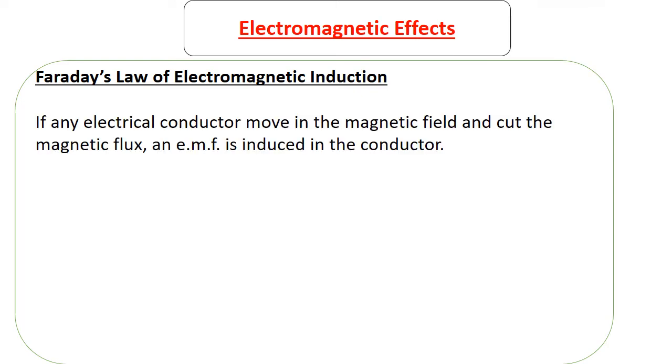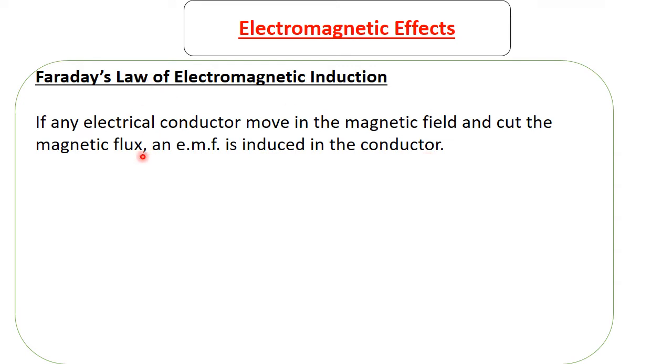So if any electrical conductor moves in the magnetic field and cuts the magnetic flux, an EMF is induced in the conductor. So if there is a magnet somewhere, around the magnet there is a magnetic field. The lines of the magnetic field is what I'm referring to as magnetic flux.